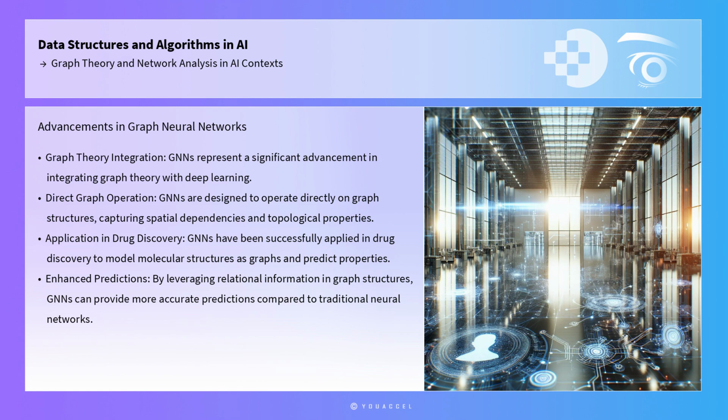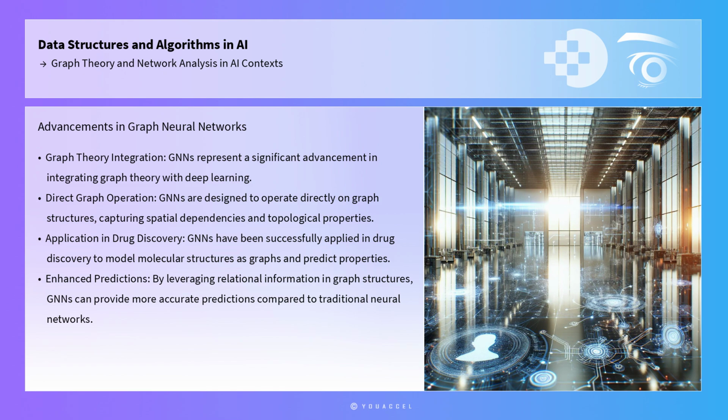Graph neural networks represent a significant advancement in integrating graph theory with deep learning. GNNs are designed to operate directly on graph structures, allowing them to capture the spatial dependencies and topological properties inherent in graph data. These networks have been successfully applied in various domains, including drug discovery, where they are used to model molecular structures as graphs and predict their properties.